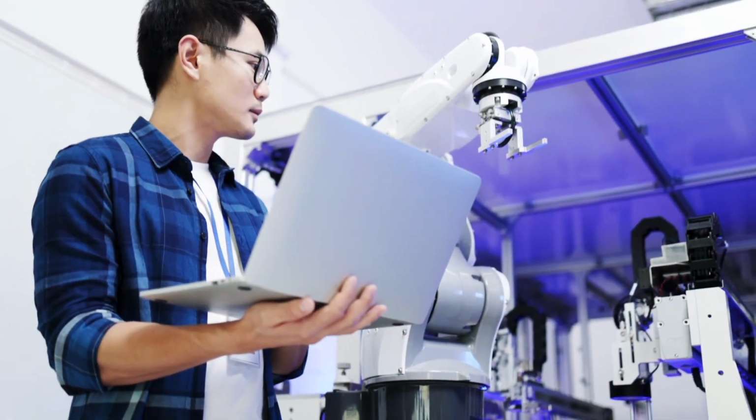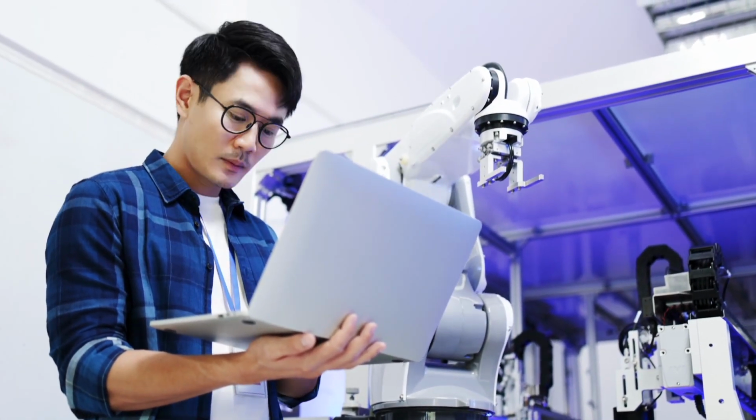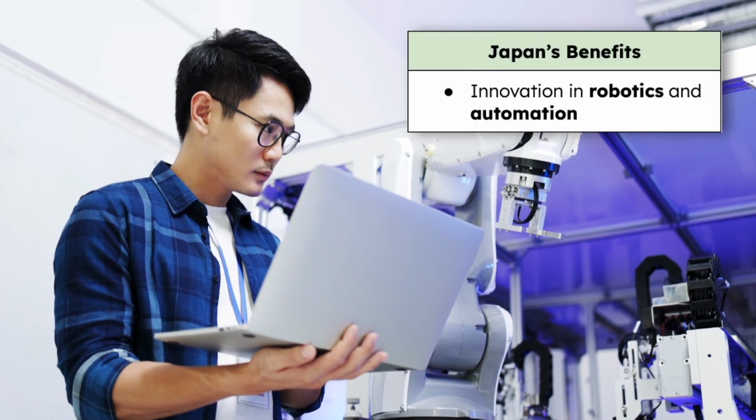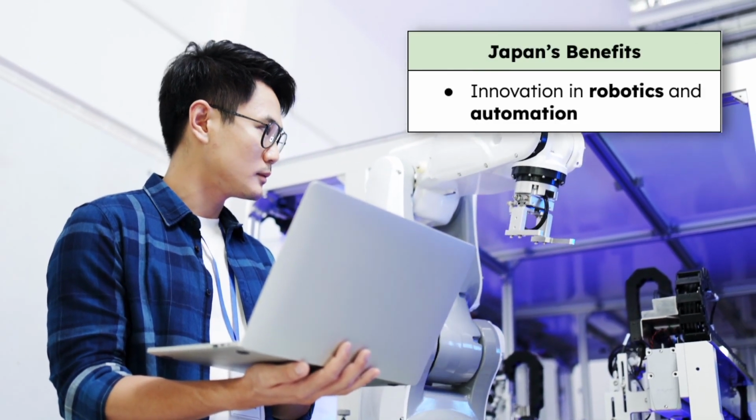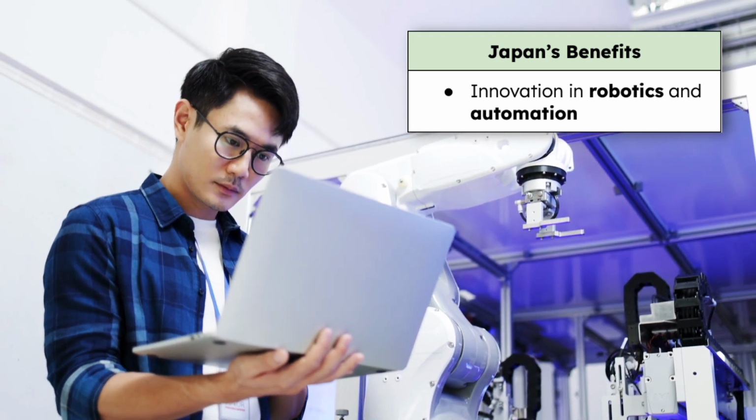But Japan's population decline isn't all bad. A shrinking workforce means Japan has to innovate to develop technology that can take the place of human labor, which is why it's a global leader in robotics and automation.